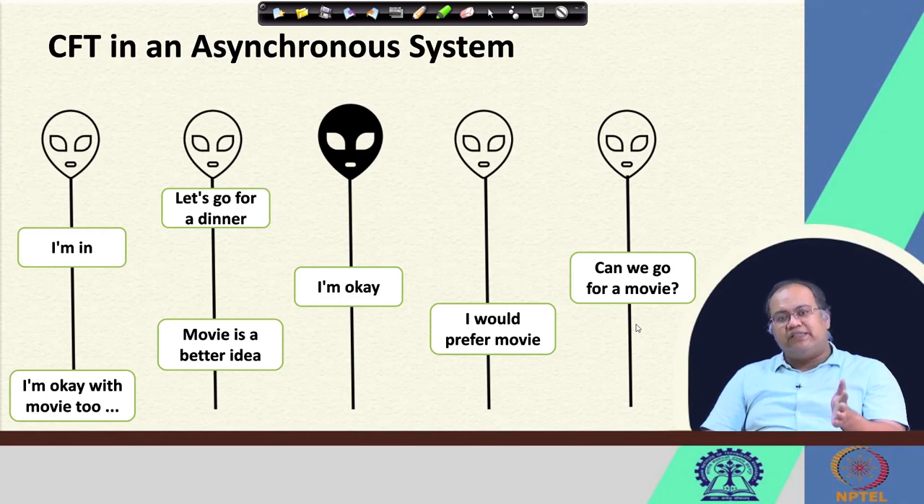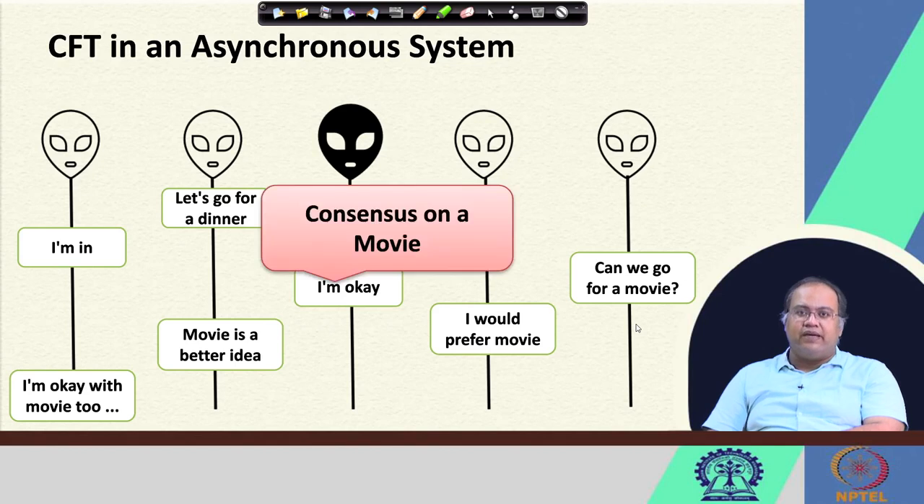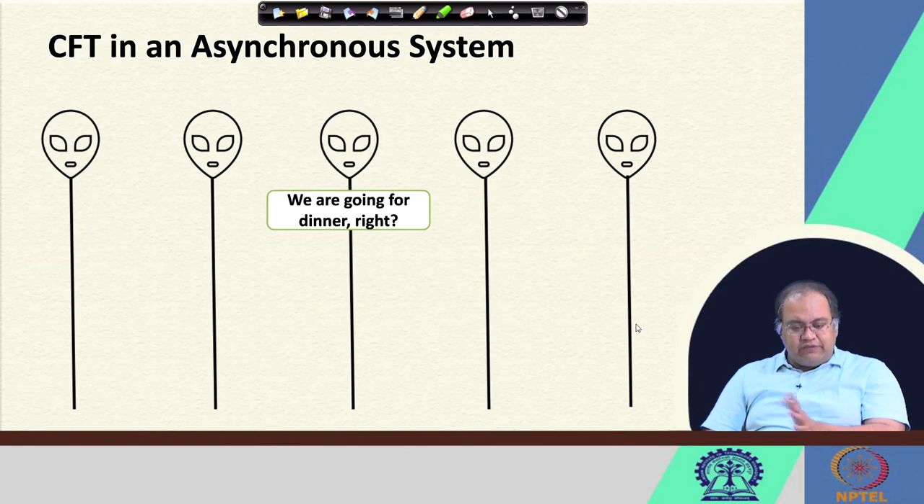So here we see that the majority of them have agreed on a movie. Now when the majority have agreed on a movie, you have a consensus on a movie. Now you have decided together that the plan is to go for a movie. Now this friend who went to sleep wakes up at say 8:45, makes a phone call and says, hey, are we going for a dinner, right? Because that friend has not received the updated messages, because he or she went to sleep.